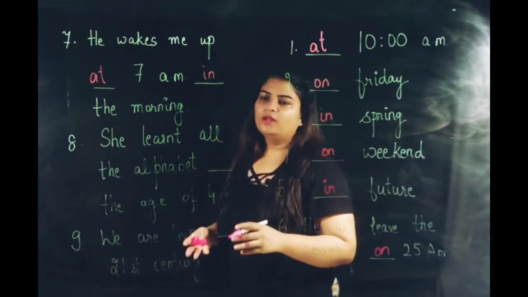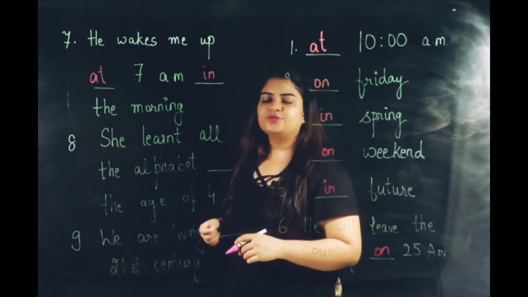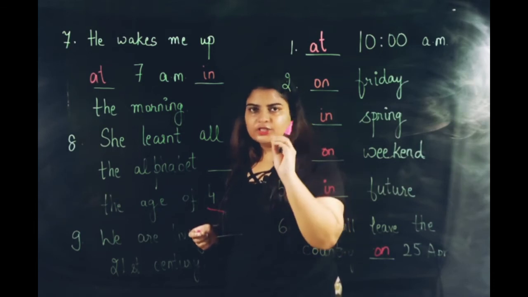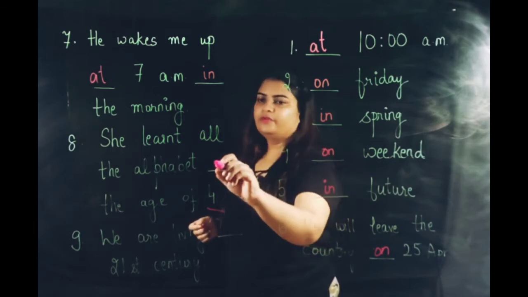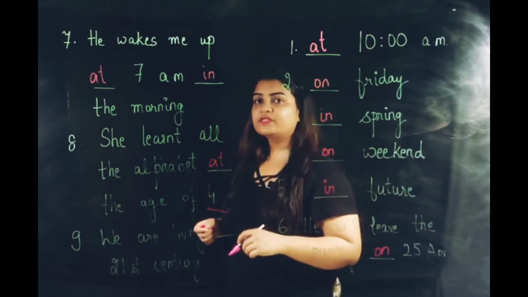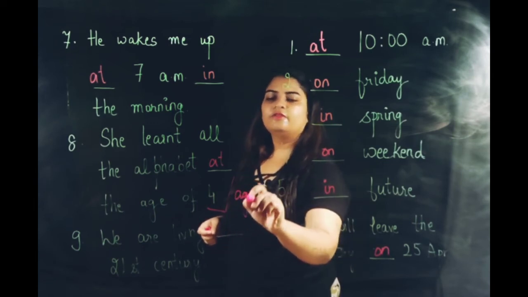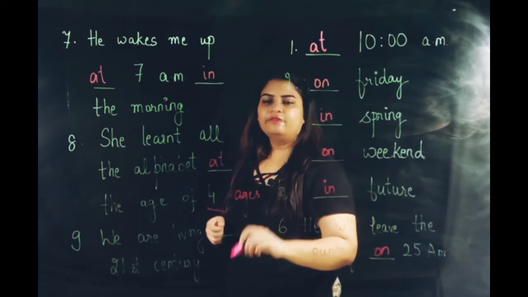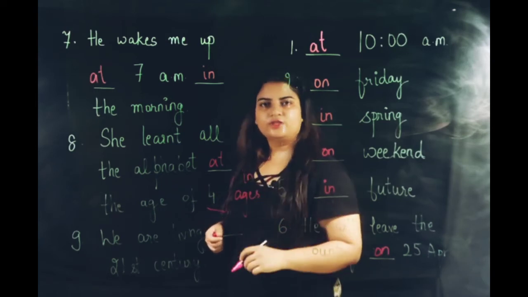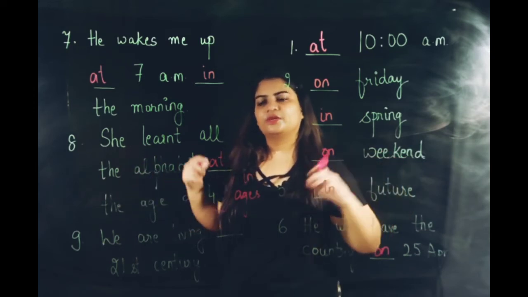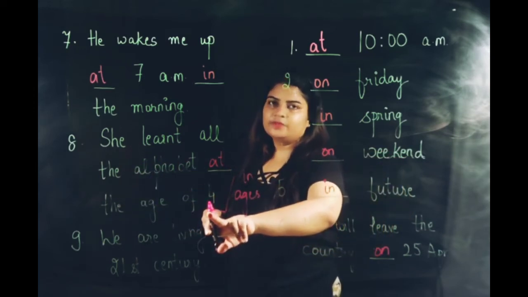She learnt all the alphabet dash the age of 4. Now we are talking about a particular age, that is the age of 4. We will take at. A very specific age has been mentioned. If here the word were ages, then we would use in ages. Why? Because ages has become a longer duration, but here the specific age has been given, so that is why we are using at.